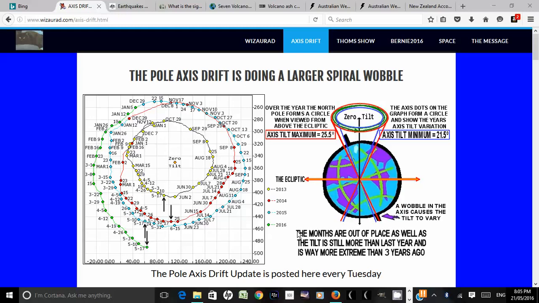And as it says down here, the months are out of place as well, as the tilt is still more than last year and is way more extreme than 3 years ago. So basically, we're not in the same place as we used to be, and the months are longer, I'm guessing, or shorter, depending on which way it is.